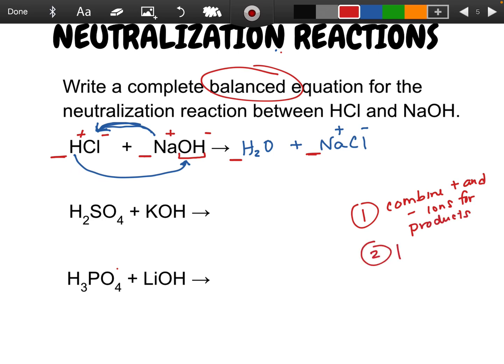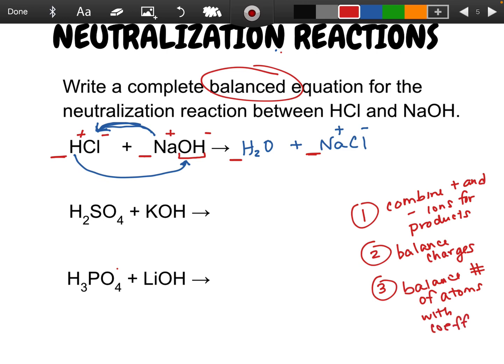And then you have to balance the charges first. And then you have to balance the number of atoms with coefficients. So remember, the coefficients are the whole numbers that go out in front of the chemical formula. I'm going to erase my arrows here.